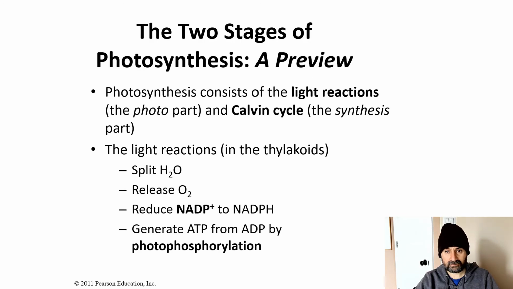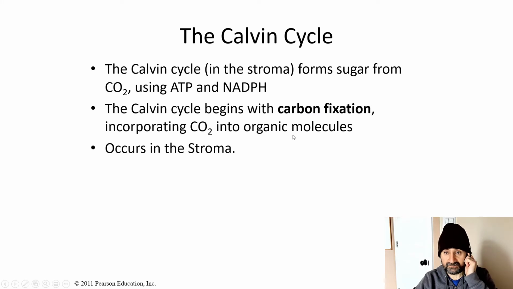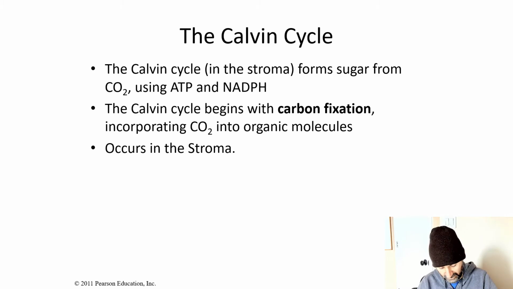Now, what's the other step? Remember, the other stage was the Calvin cycle. So what happens during the Calvin cycle? During the Calvin cycle, it requires CO2, ATP, and NADPH. These are the reactants. Did you see that? The reactants are CO2. So during the Calvin cycle, you start with CO2, you start with ATP, and you start with NADPH.